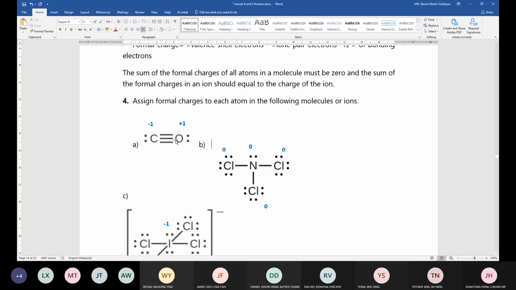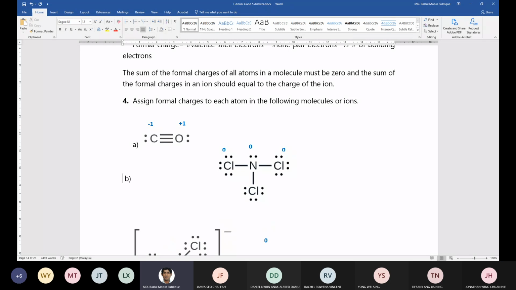Here, find the formal charges of each atom in the following molecules. For carbon monoxide, carbon and oxygen, the problem is if we just make two double bonds between carbon and oxygen, right?